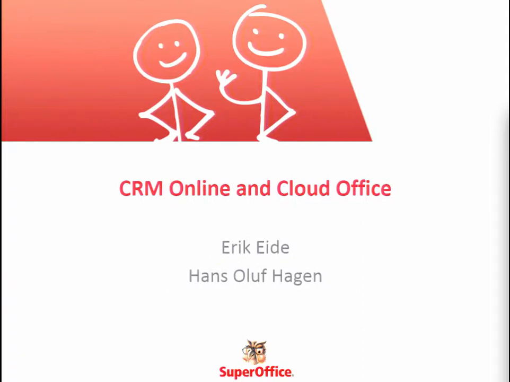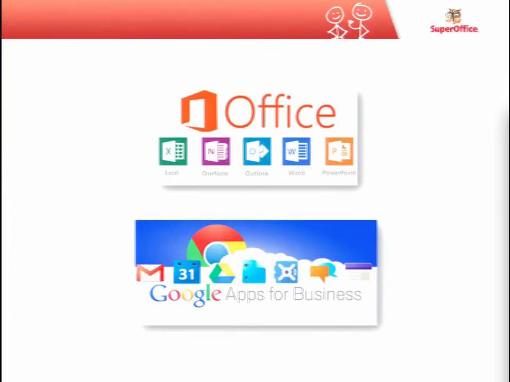I'm only going to give you a short introduction, and then I will dig in and see live how it works. But we are now telling our cloud customers, CRM online customers in stage 1, that you can now use Google Apps for Business or Office 365 Business Edition as your productive tool to write documents together with SuperOffice.